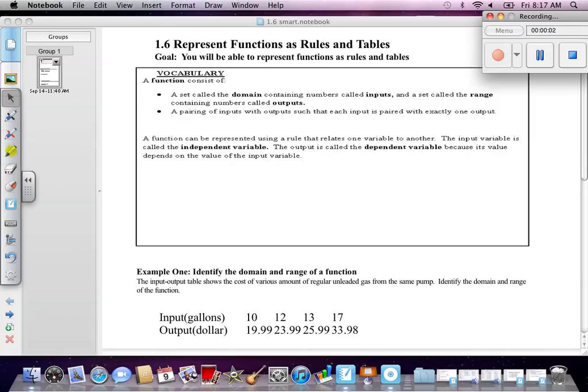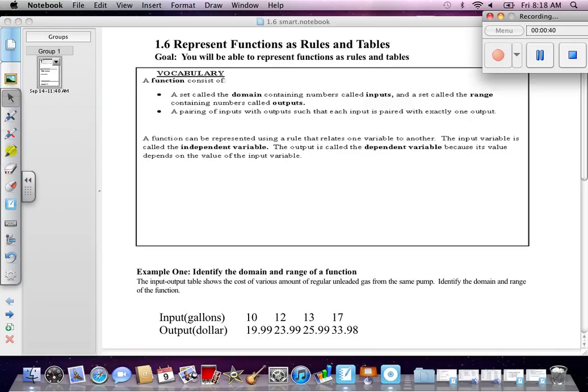Okay, 1.6, representing functions as rules and tables. We're going to look at the vocabulary. A function consists of a set called the domain, containing numbers called inputs, and a set called the range, containing numbers called outputs. A pairing of inputs and outputs such that each input is paired with exactly one output is a function. A function can be represented using a rule that relates one variable to another. The input variable is called the independent variable, and the output is called the dependent variable.